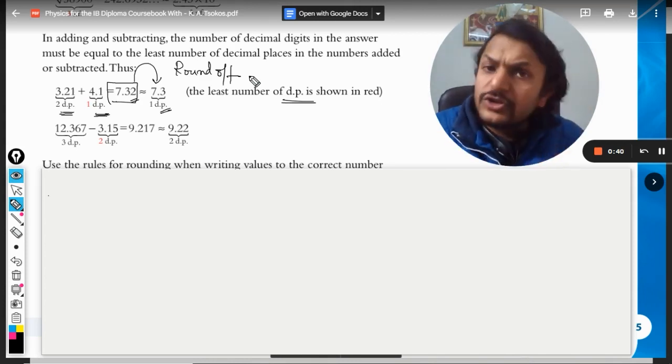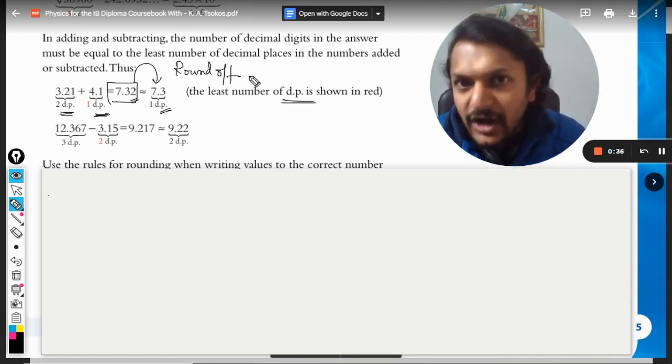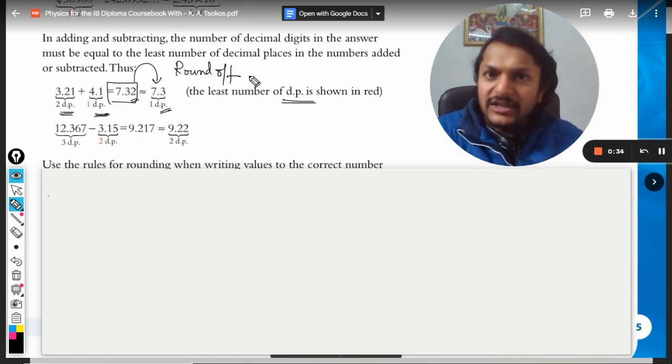So you have to reduce your significant figures. So how are you going to do that? That process is known as rounding off, so we would be doing it in the next video.